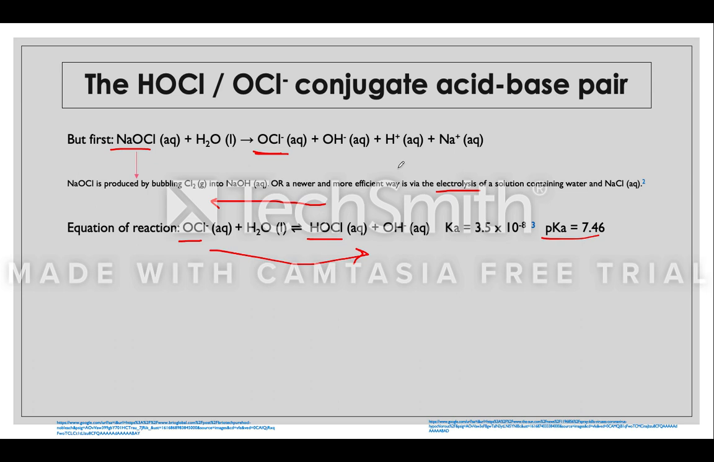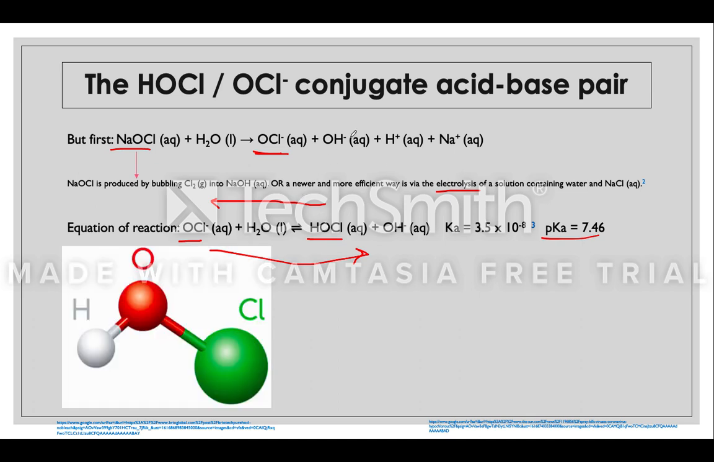And the pKb would just be 14 minus 7.46, so 6.54. So we're going to be looking at this hypochlorous acid for the rest of the presentation. Here's what it looks like. It's just a hydrogen, an oxygen, and a chlorine. And so why do we care about this hypochlorous acid?